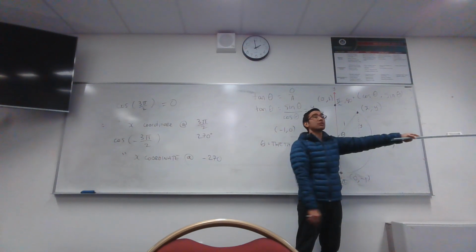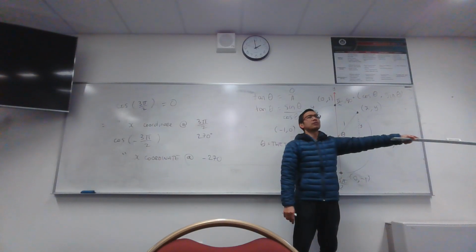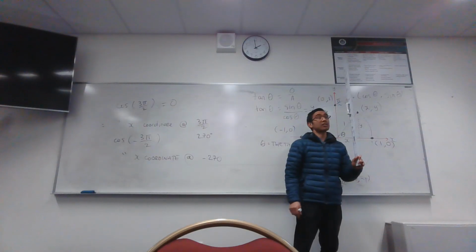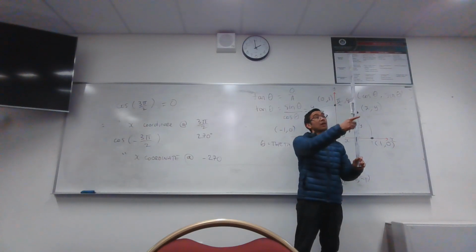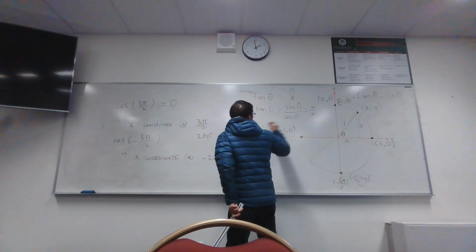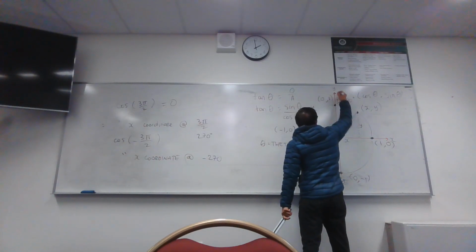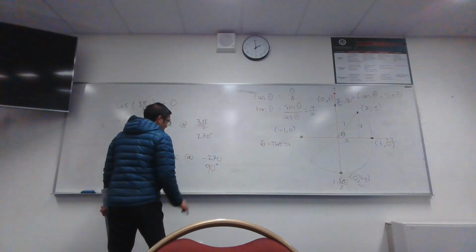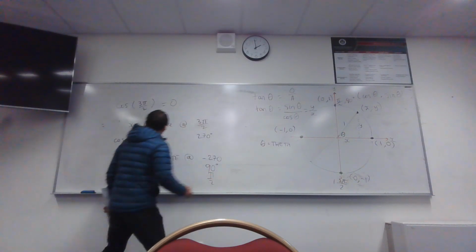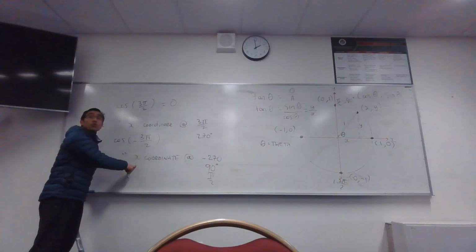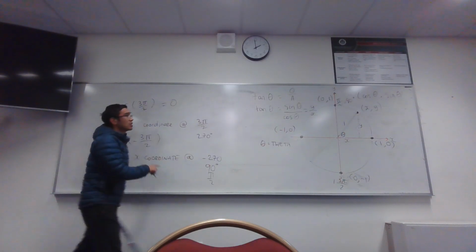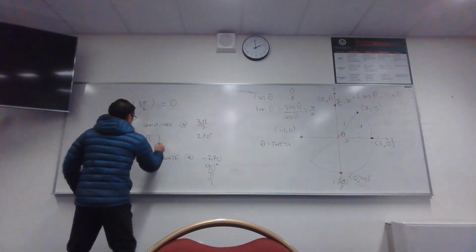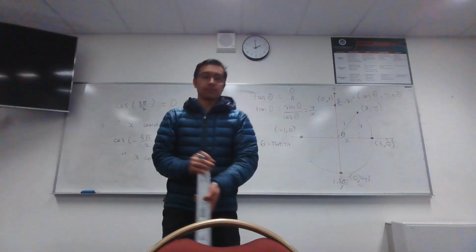90, 90, 90. That's 3 sets of 90, 270, and Zaid picked up on it. It's exactly the same as 90 degrees, which is also pi on 2. But what's the x coordinate at pi on 2? 0.